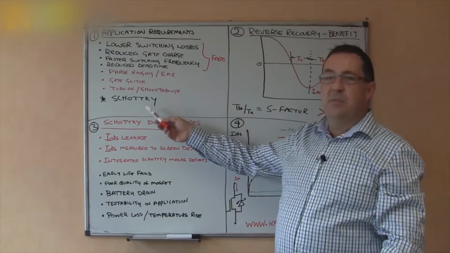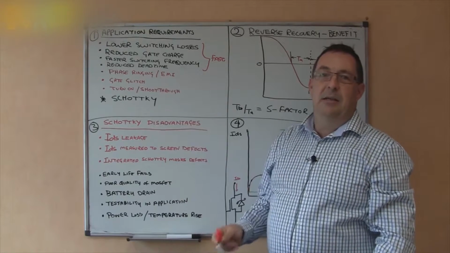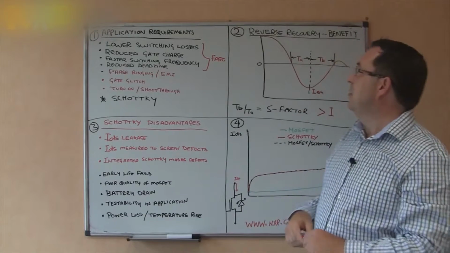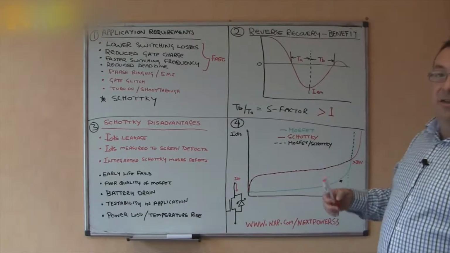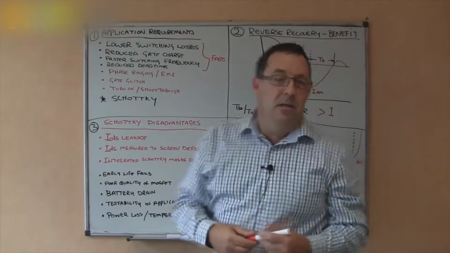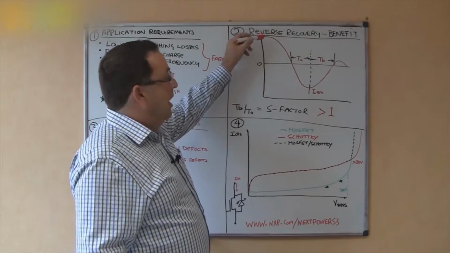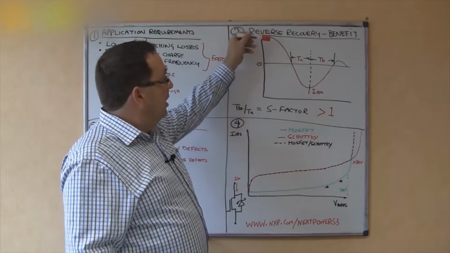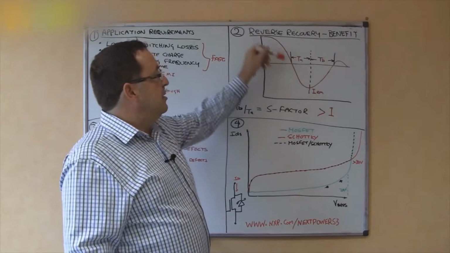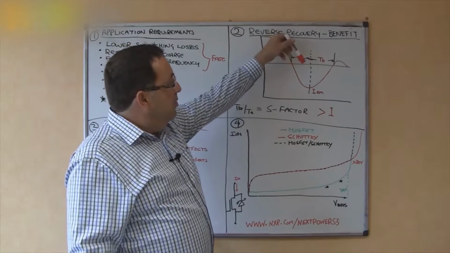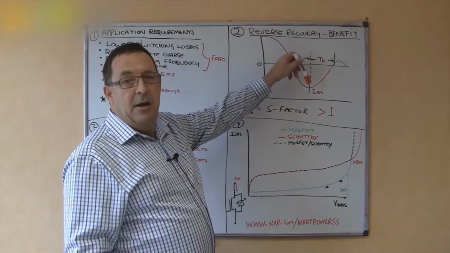Many people within the industry believe that Schottky diodes within the MOSFET are the solution to this. And if we look at the benefits of including a Schottky diode within the MOSFET, we can look at the reverse recovery waveforms. On this waveform we've got two timing aspects to the reverse recovery. We've got TA and TB. And we've got another parameter which is the IRM.